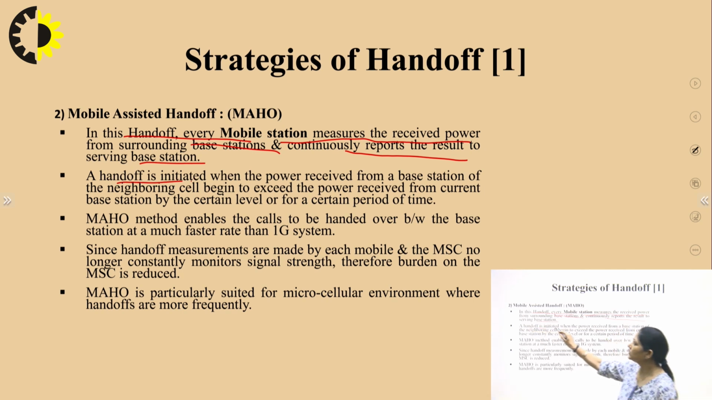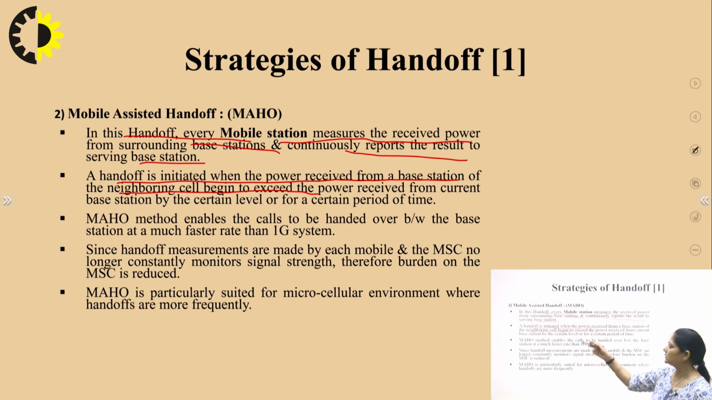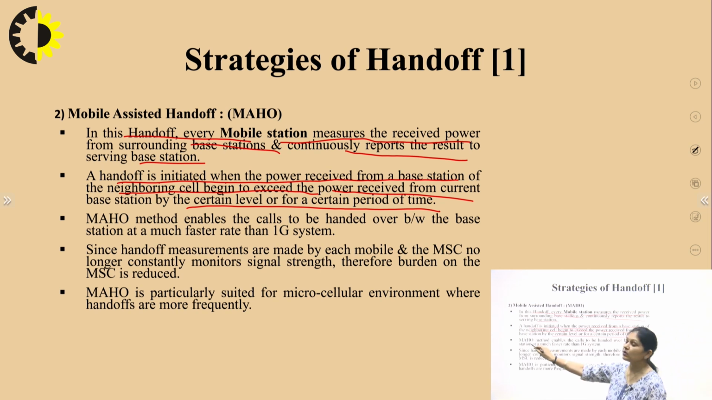A handoff is initiated when the power received from a base station of the neighboring cell begins to exceed the power received from the current base station by a certain level for a certain period of time. This is called MAHO. This method enables calls to be handed over between base stations at a much faster rate than in 1G.